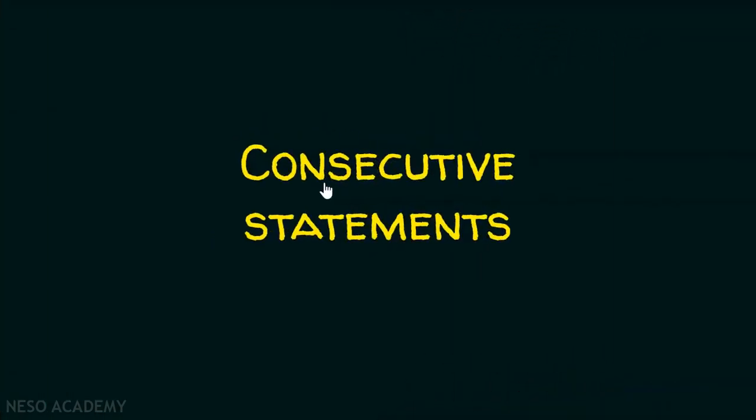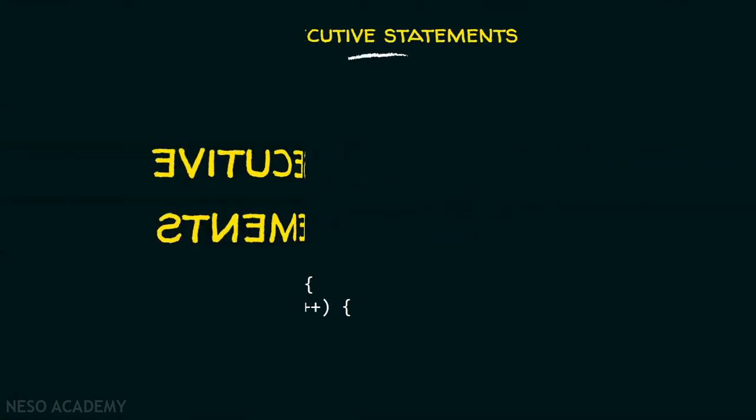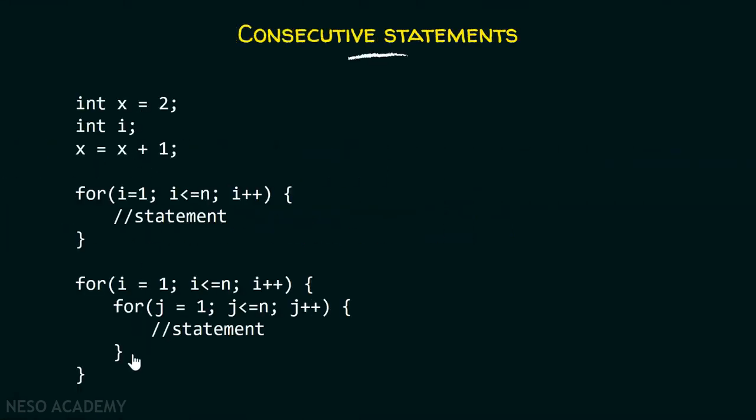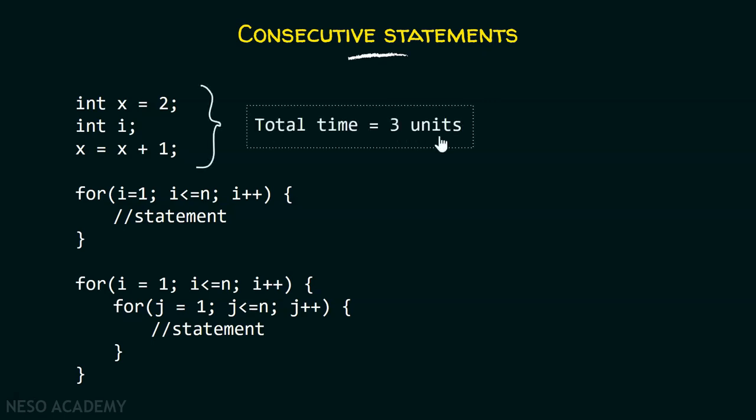Now the third guideline, the consecutive statements. We have these consecutive statements one by one. You can see that we have statements like: I have declared an integer variable x and assigned a value 2 to it. Then I have declared an integer variable i. Then I'm incrementing the value of x. Obviously the total time in this case will be 3 units because each statement executes one time and there is no loop in this case. Then definitely the total time will be 3 units.